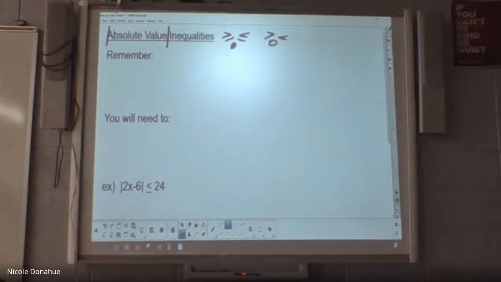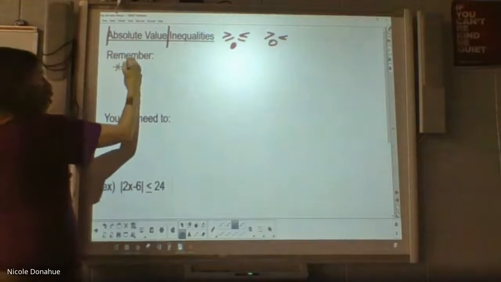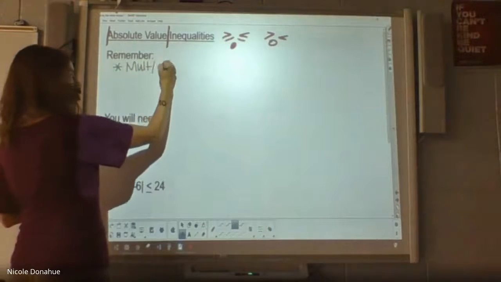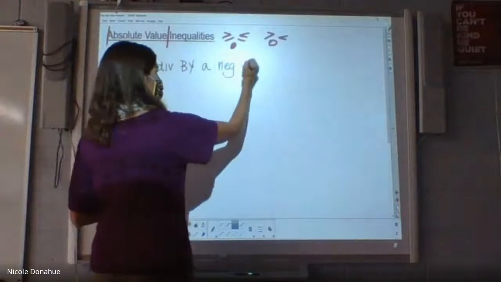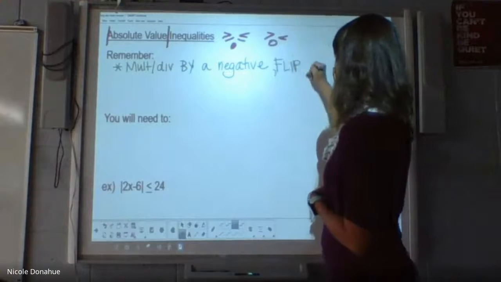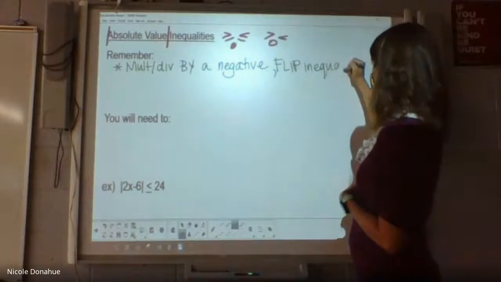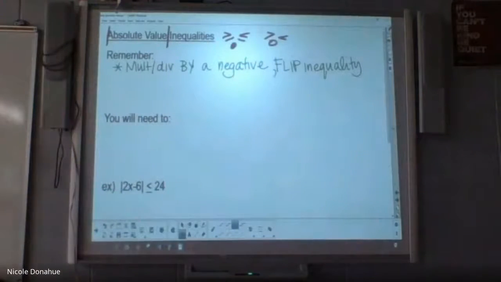When you divide by a negative, you need to flip the inequality. Right. So when you divide by a negative, you have to flip the inequality, or multiply either. When you multiply or divide by a negative, you have to flip that inequality. So that would definitely be something I'd want to tell someone.